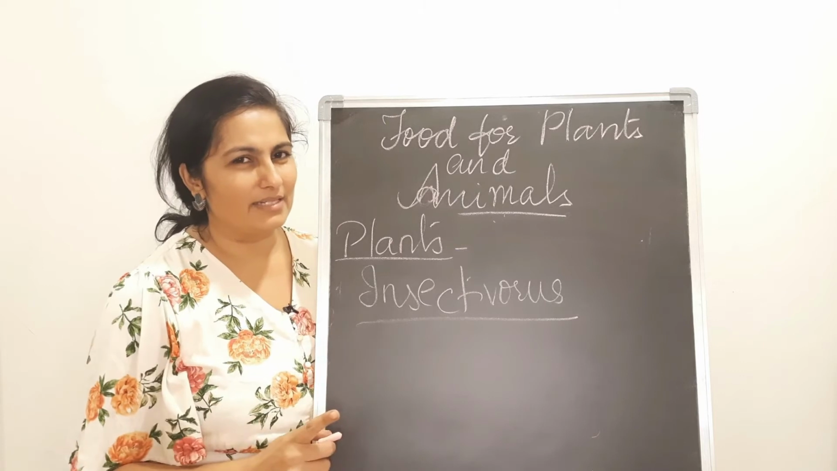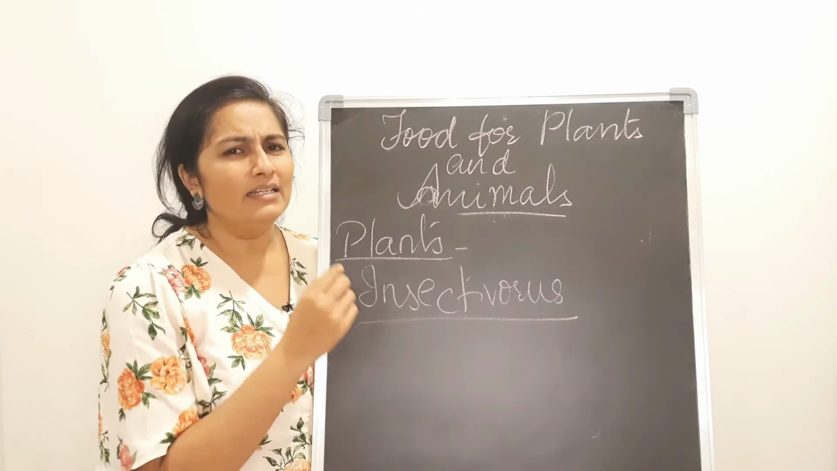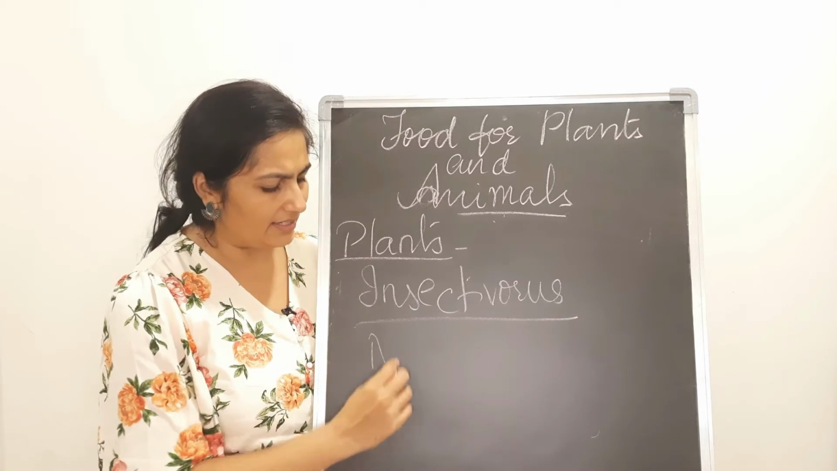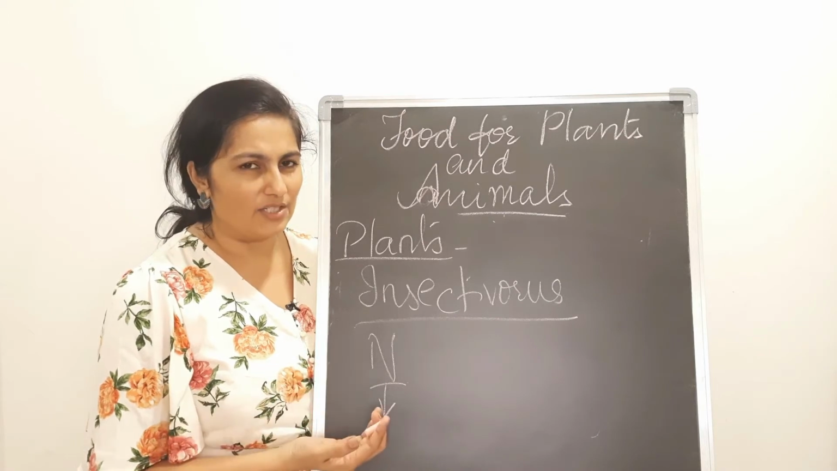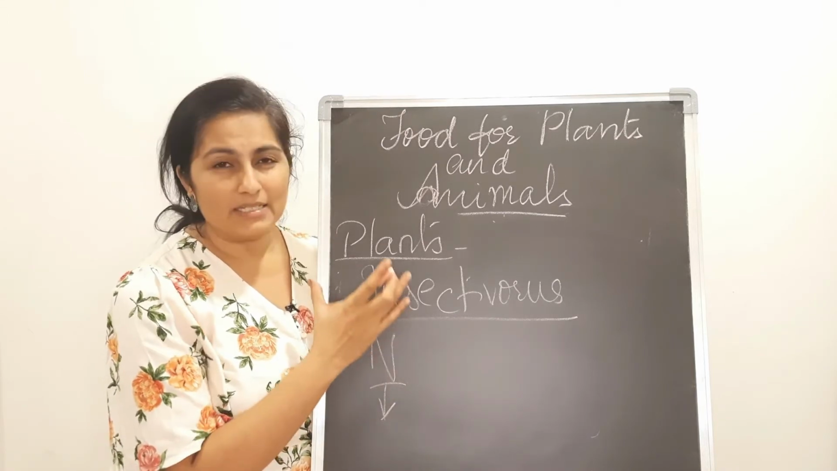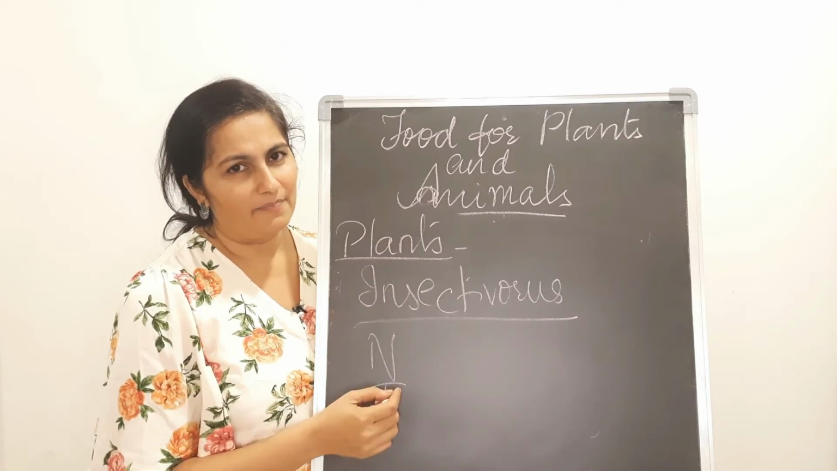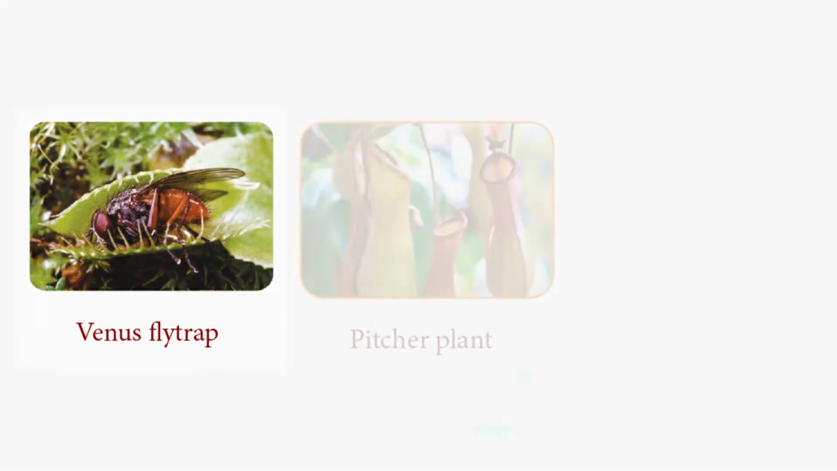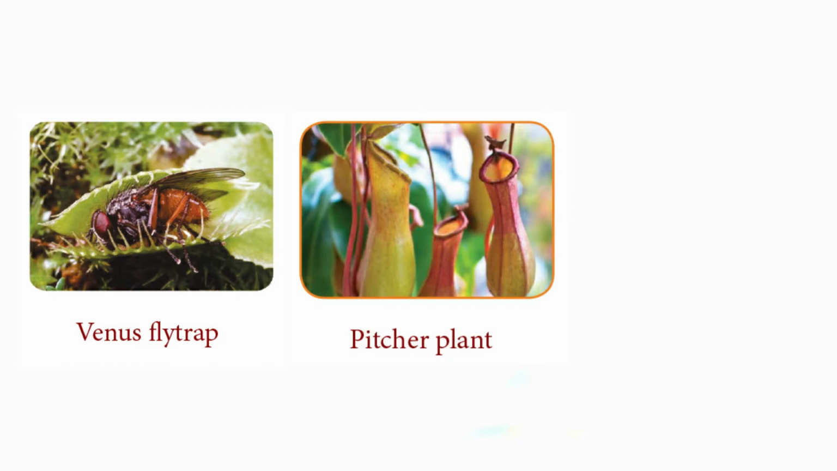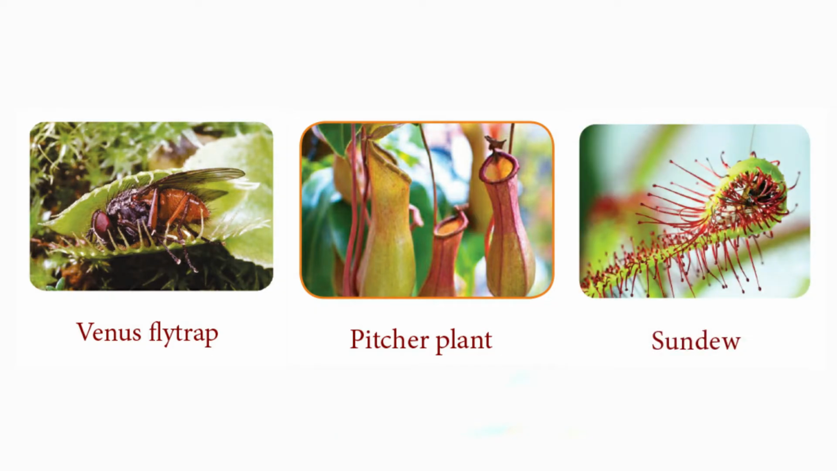But there is one particular reason: these plants are living in areas where the nitrogen is very less. So to make up for the need of nitrogen, these plants depend on insects. Now, which are the insectivorous plants? There are three kinds: Venus flytrap, pitcher plant, and another variety of plant called sundew.